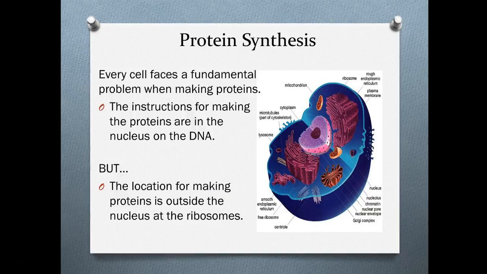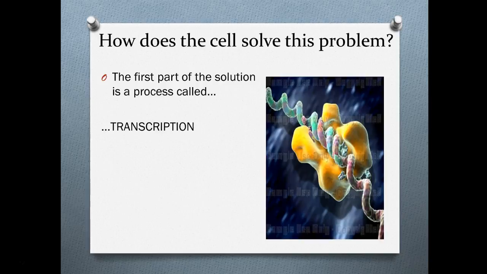So first of all, we may have talked about this in class already, but every cell faces a fundamental problem when they try to make proteins, because the instructions for making every single one of the 2 million different proteins that the cell needs to make in a human is found, of course, on the DNA, which is locked up in the nucleus. But the location for making those proteins is, of course, the ribosomes that are floating around in the cytoplasm, the free ribosomes, and those that are on the endoplasmic reticulum, as you can see here. So it's a location problem. We've got the instructions in one place and where we're going to make the proteins in another place. So how does the cell solve that problem?